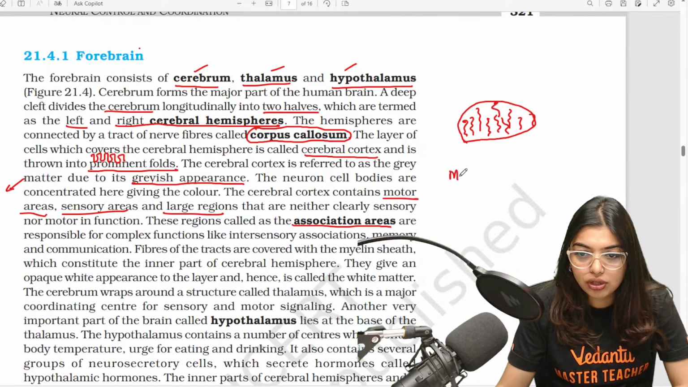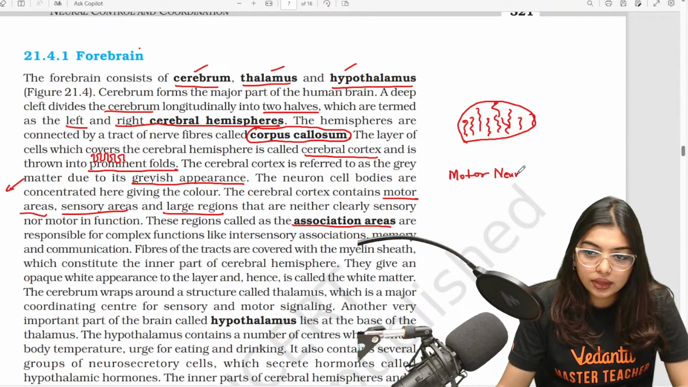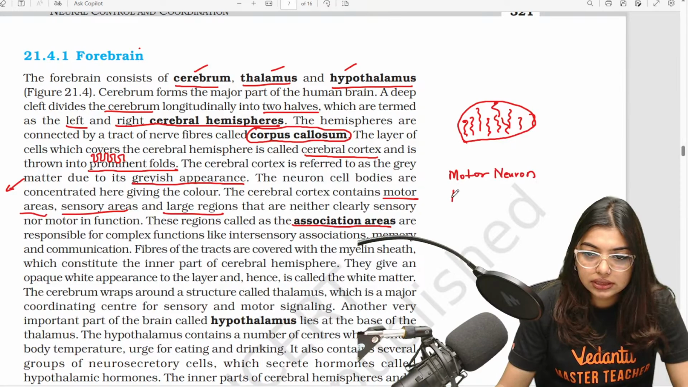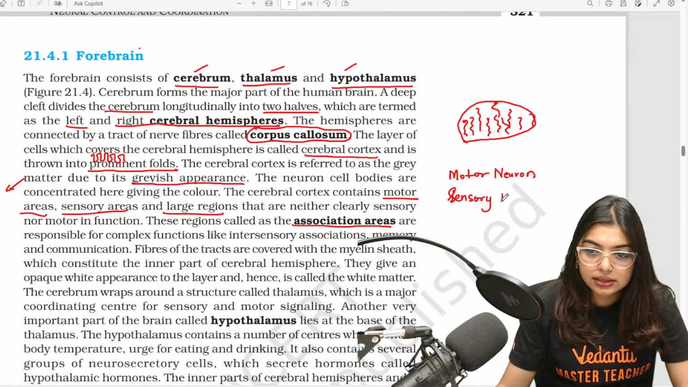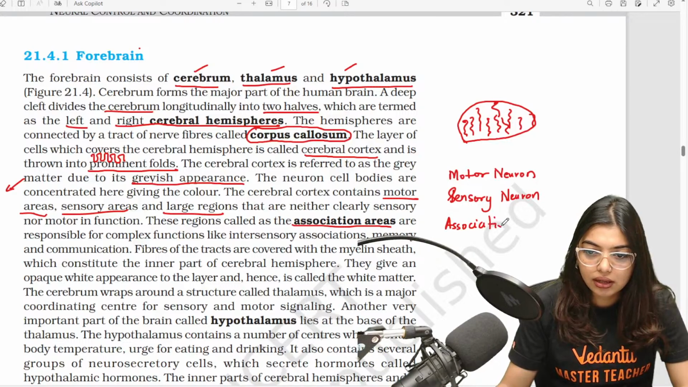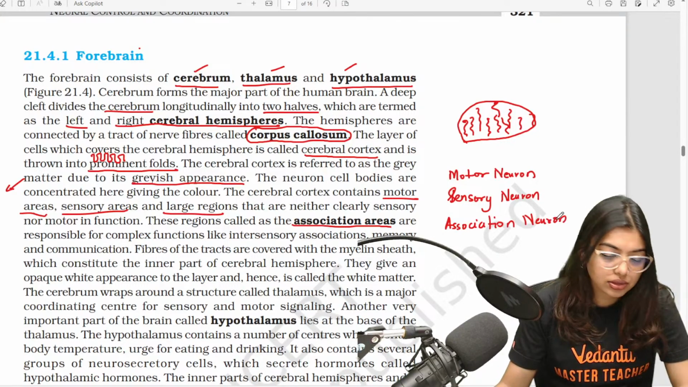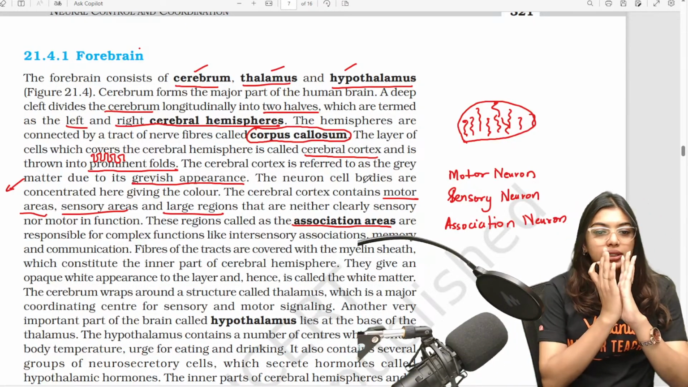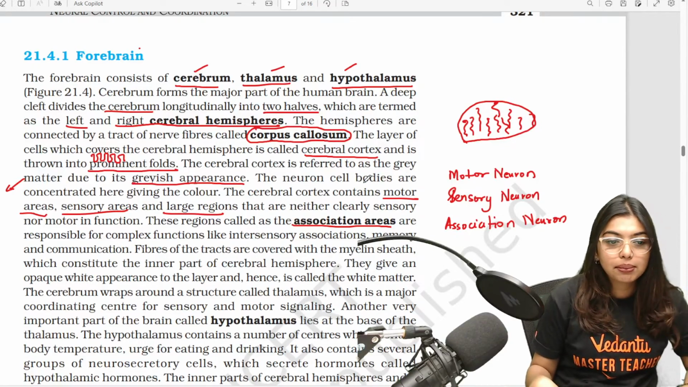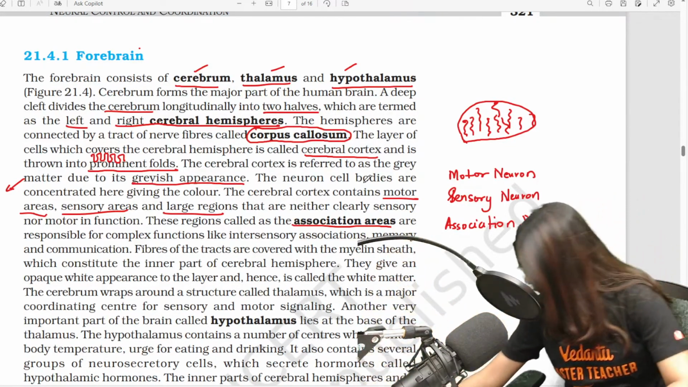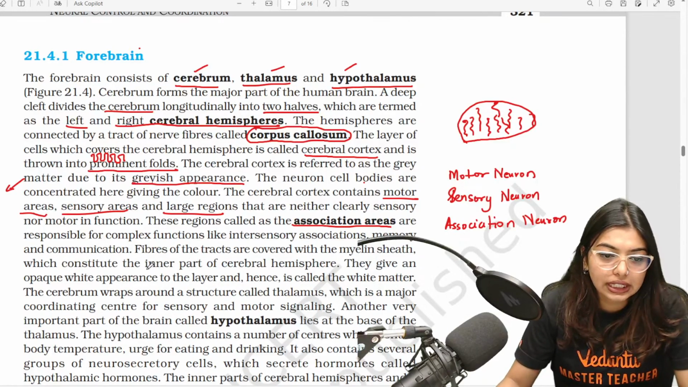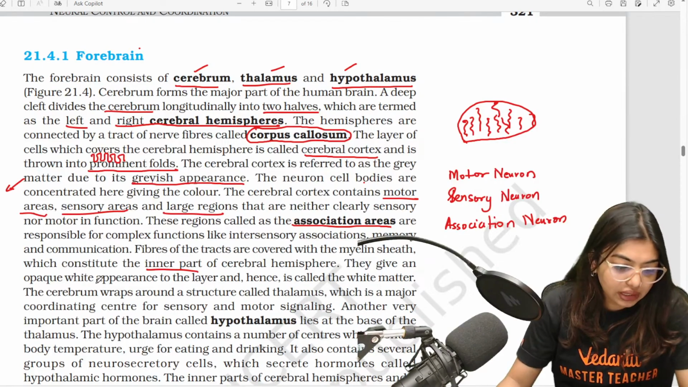So students, there is one motor neuron. This I think you have studied in smaller classes. Motor neuron, okay. Then you have sensory neuron. Then you have association neuron. Okay. Now let's go again. Association areas are responsible for complex functions like intersensory association, memory and communication. Fibers of the tracts are covered with myelin sheath, which constitute the inner part of the cerebral hemisphere. They give an opaque white appearance.